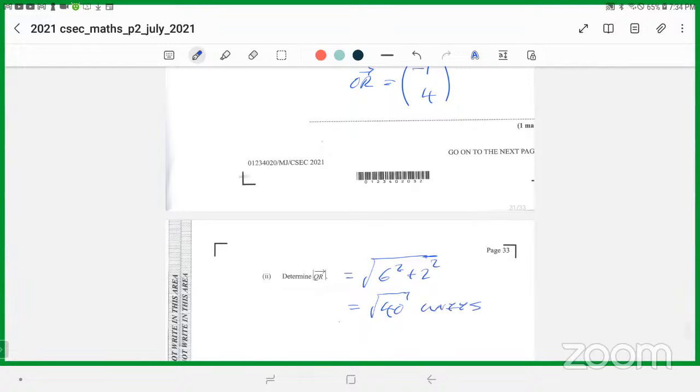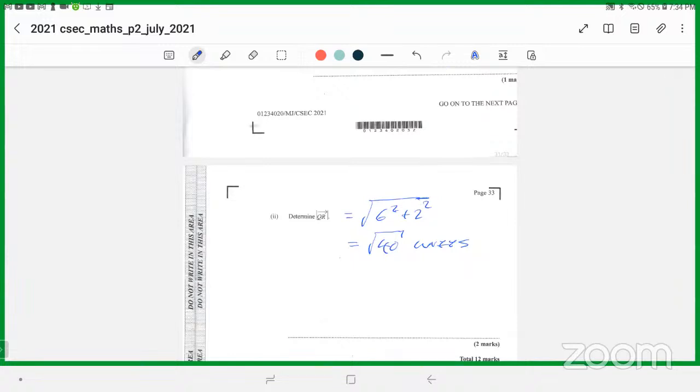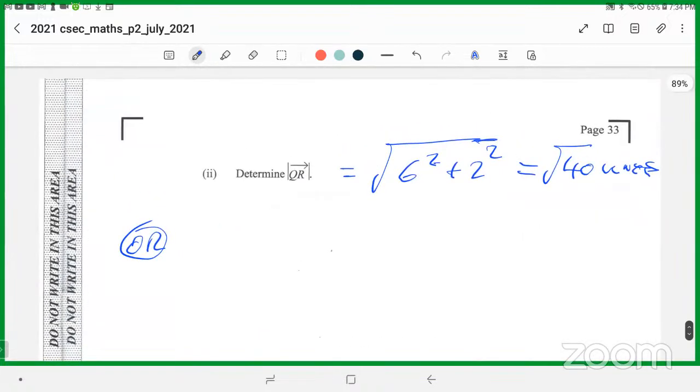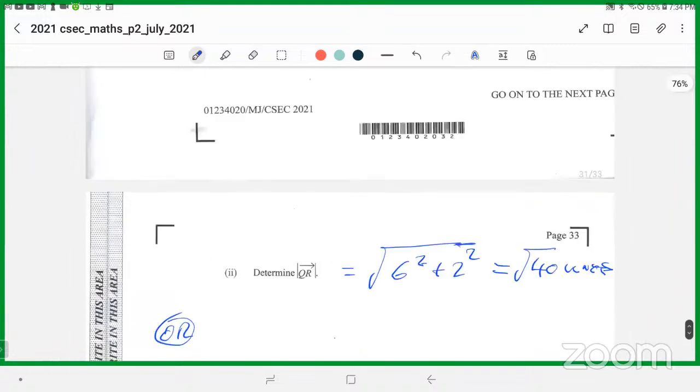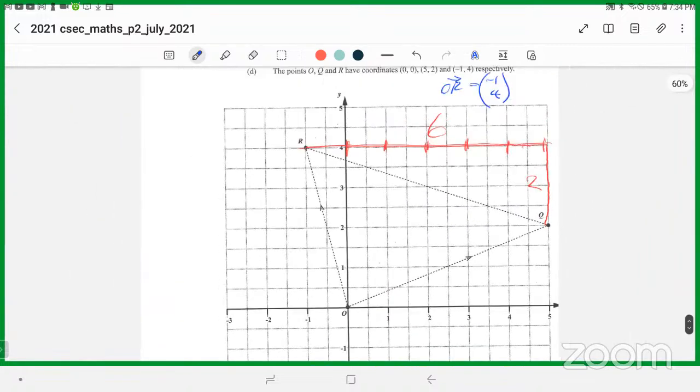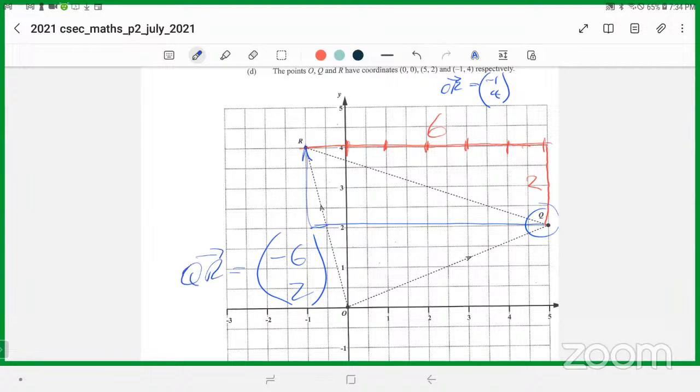Modulus is length. Let me write it here: square root of 40 units. But we could also do it the vectors way. We actually calculate the vector first. So if we calculate the vector first, we're going to get (-6, 2). Because to go from Q to R, let's look at it, you go 6 units to the left. That's negative 6. And 2 units up. So (-6, 2). The diagram is showing me that. You go from Q to R, you go 6 units to the left, and then 2 units up. So this is the vector QR now. I don't have to calculate it because the diagram is there.